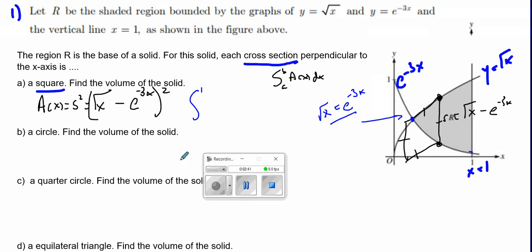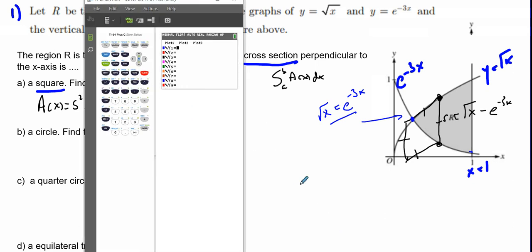So if you take out your calculator, I have my calculator here. Let's take the square root of x and put that in our y equals. Then we'll go into y2 and put e raised to the negative 3x power. I'm going to press zoom 6 right here, and we can graph this. You can see there's our first graph, and our second graph coming in like so. It's really zoomed in there, but we're going to find this point of intersection right here. So we're going to press second calculate, and we want to find intersection, option 5.